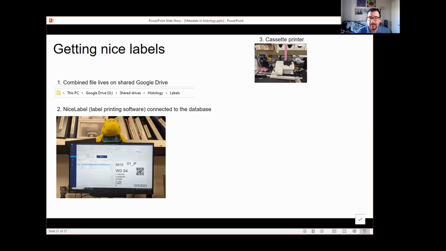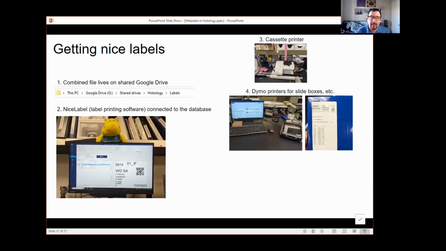That part does not involve nice label. But then we use Dymo printers for slide boxes, cassette boxes, things like that. Those labels are very cheap, and you can make them in many different shapes.